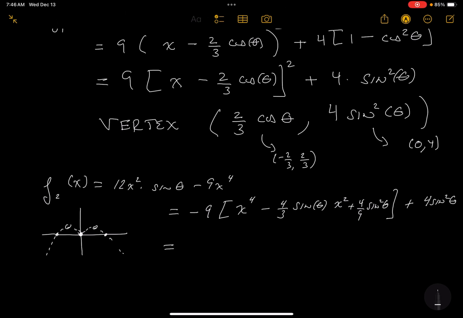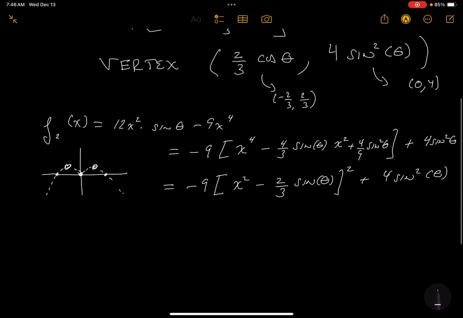Let me write this down. This is -9. And then what do you get? You get x squared minus 2/3 sine theta, quantity squared, plus 4 sine squared theta. I know these maximal points now, right? Now, where are they going to occur?